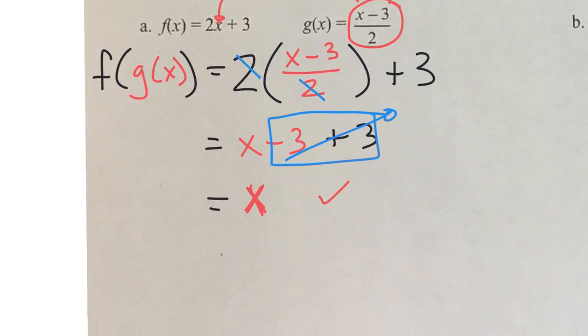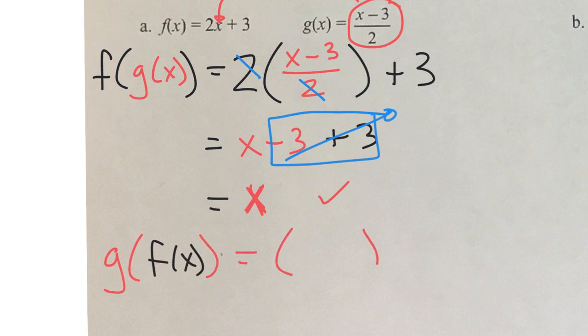Okay, so now we have to check the other way. What about g of f? Because one way might work and the other way might not. I know it sounds crazy that it happens that way, but sometimes it does. Especially if your algebra gets a little sticky and your brain doesn't exactly function correctly. So here we are replacing in the g equation, x minus 3 over 2, we're replacing x with 2x plus 3. Okay, so let's see what happens.